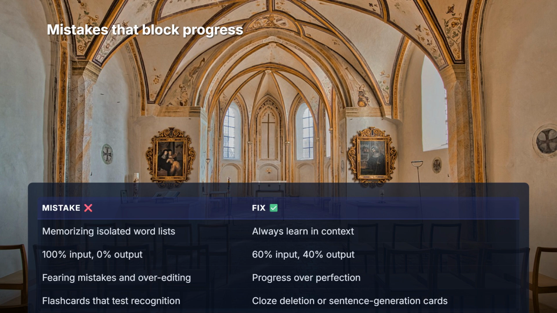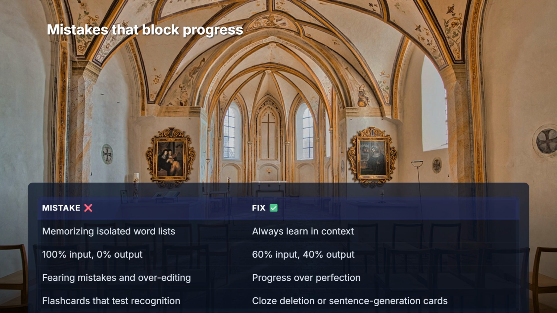Before you try these, avoid these 4 traps that keep learners stuck. Mistake 1. Memorizing isolated word lists. Fix. Always learn in context. Mistake 2. Consuming 100% input, 0 output. Fix. Aim for 60% input, 40% output. Mistake 3. Fearing mistakes and over-editing yourself until you never speak. Fix. Progress over perfection. Mistakes are just data. And mistake 4. Using flashcards that only test recognition. Fix. Switch to cloze deletion or sentence generation cards. Test your brain, not your eyes.